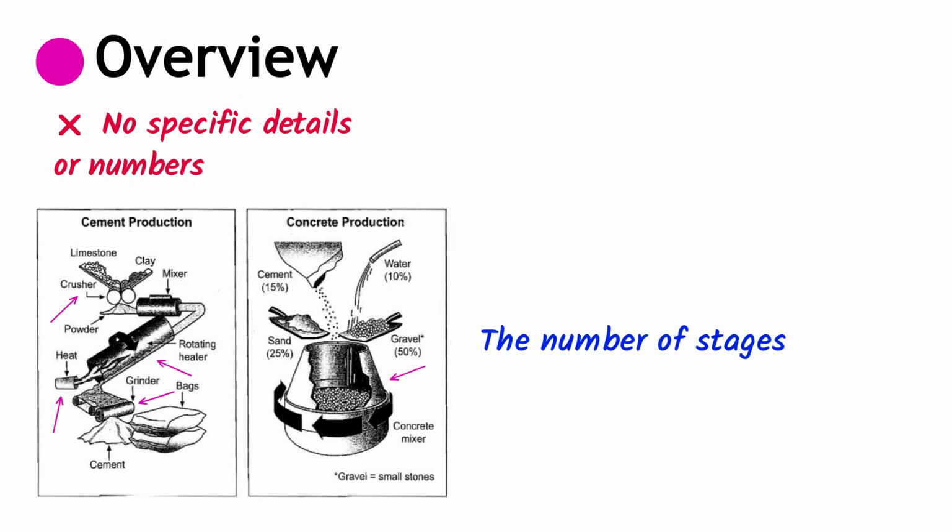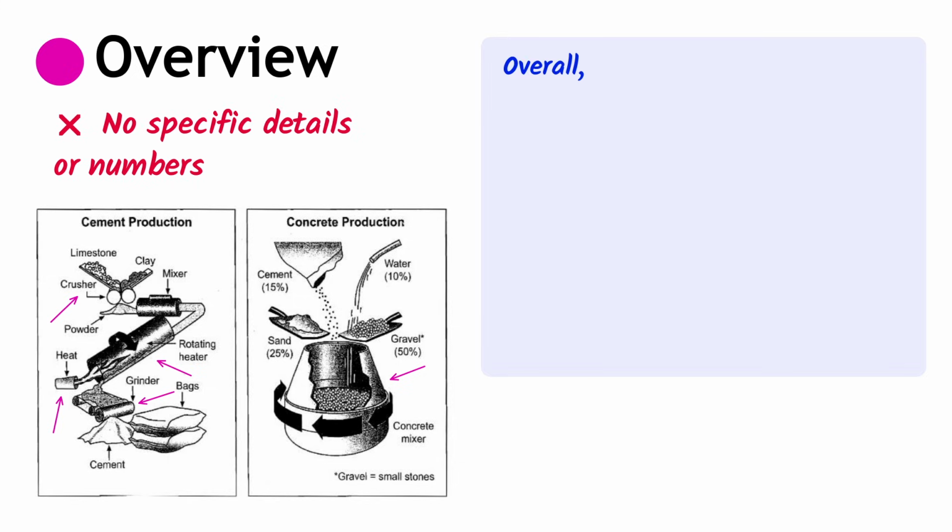It's one of the best ways in which we can write our overview paragraph for a process or also for a diagram, in which we can write about the number of stages. That is what I'm actually going to do here. So we can say, overall. Most of the time, we start our overview paragraph with the word overall.